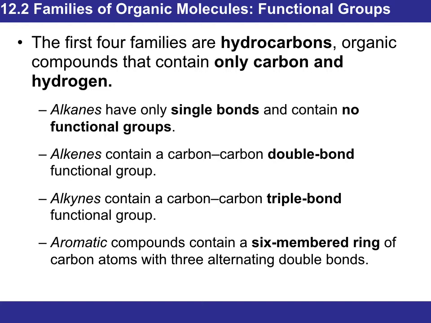So we're going to first start with hydrocarbon, which contain only carbon atom and hydrogen. They only have single bonds. They have no functional group. Those are the alkane. Alkene have a double bond, alkyne triple bond, and the aromatic compound have a 6-membered ring.